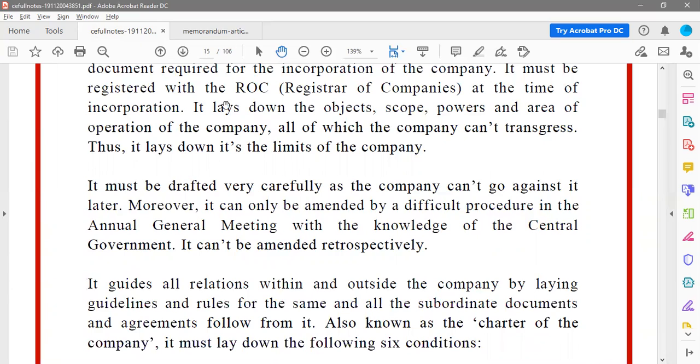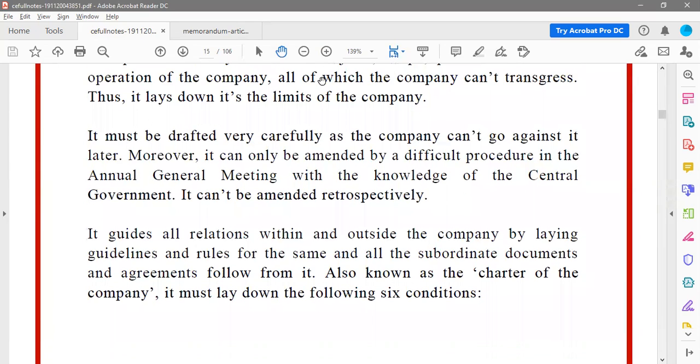It is very difficult to change MOA and AOA. AOA somehow you can change, but changing MOA is very difficult because it has to get permission from the company and from the central government and all that. So there are a lot of procedures that will be followed. So it has to be drafted very carefully.